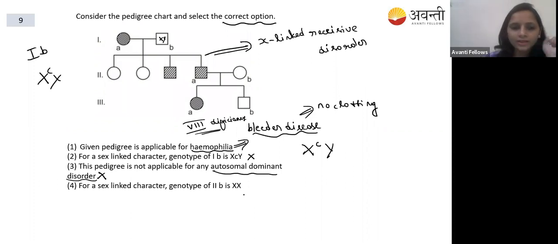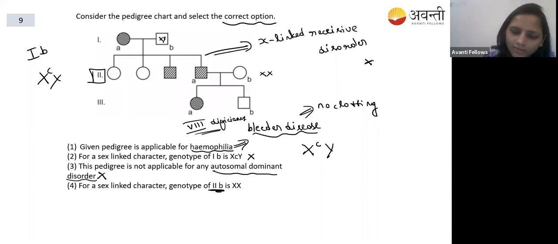So here you observe, guys. What they are telling is, in the sex-linked character, genotype of the 2B. Let us go to the second generation. This is the 2 generation, right? Here they're asking the B. So B genotype they're telling is XX. Just observe here. If it is D, the father is affected here, right? Father is having the disease.